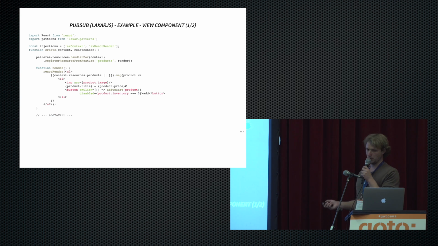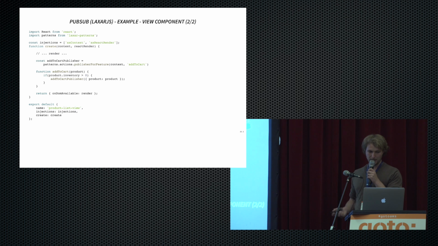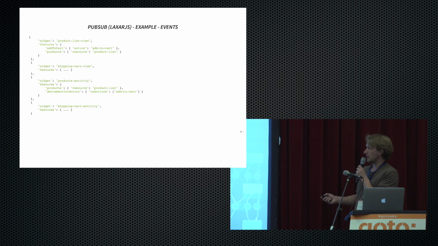And then there's the possibility for the user to add a product to the cart. And for this, we instantiate a publisher. This is also done through this patterns library. And it's wired, okay, it's a bit small here, but it's wired to the topic configured under the add to cart feature. So in this case, the actual topics that are used on the event bus are not add to cart here and products here, but those are configured for these names. And the configuration looks like this.